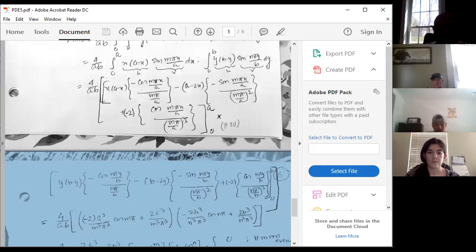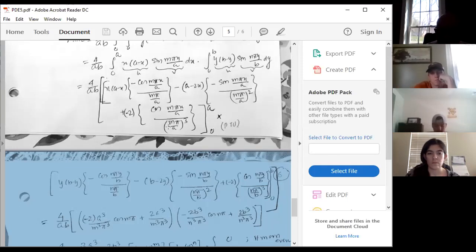And m pi a over cube means a over m pi cube over here. So minus 2 a cube over m cube pi cube here. Sine m pi is minus 1 to the power m. Now 0: x is 0, term is gone. Sine 0, term is gone. Cosine 0 is simply 1. So this part is 1, minus 2 m pi over a cube.